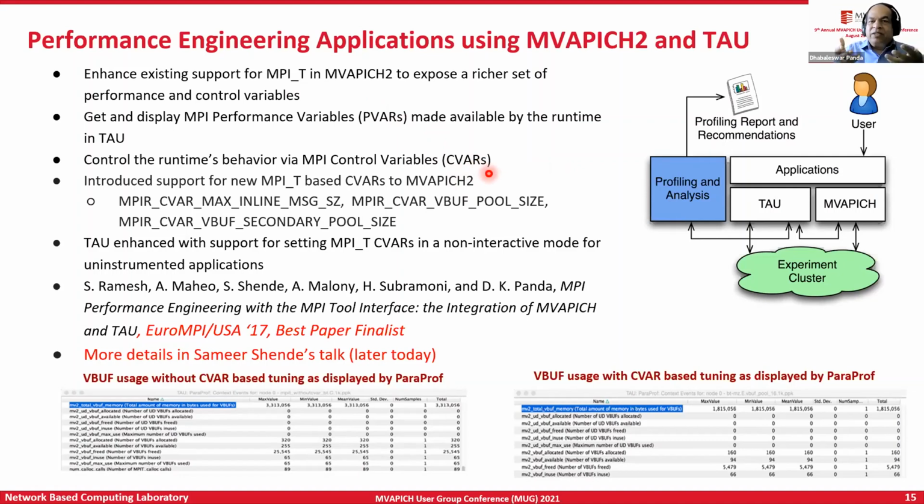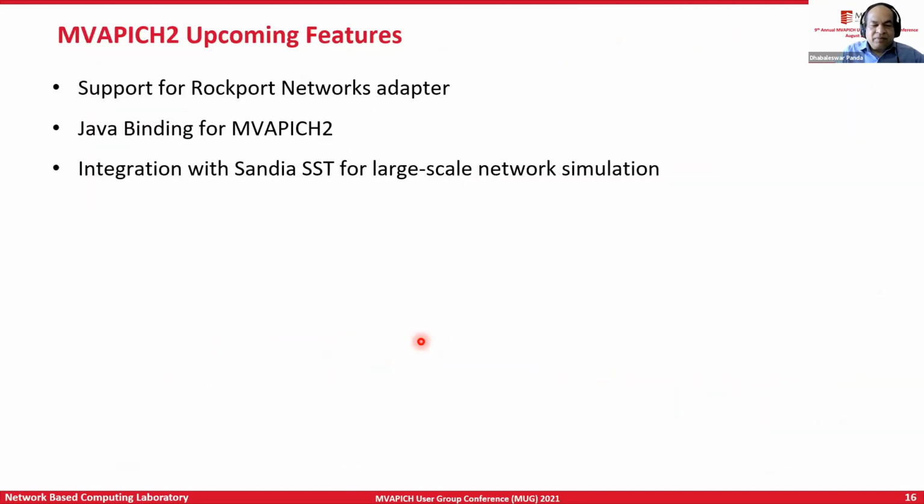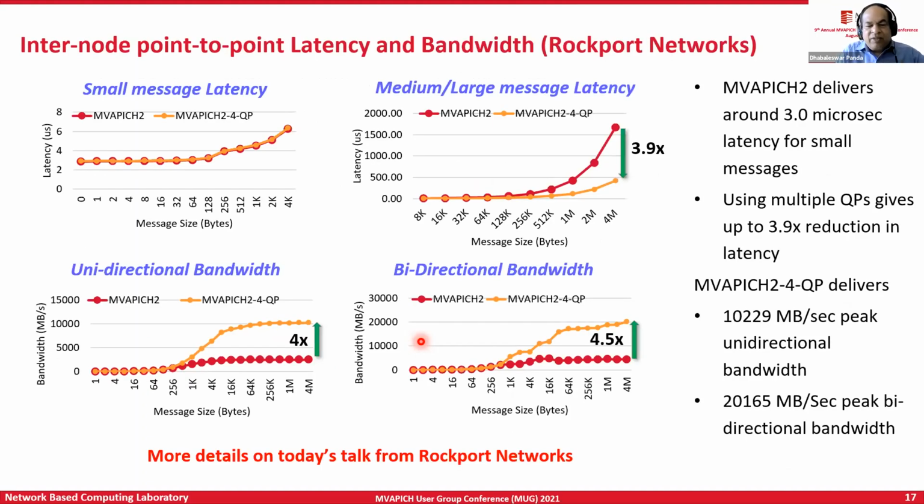With P-vars, you can take information from the library, and based on your analysis, you can dynamically change the behavior of your MPI library through the C-vars. So later today, Professor Sameer Shende will be giving a talk, and you will get to know more details on these features. Some of the upcoming features I indicated: we are working with Rockport Networks, and they will be giving a presentation a little bit later today also.